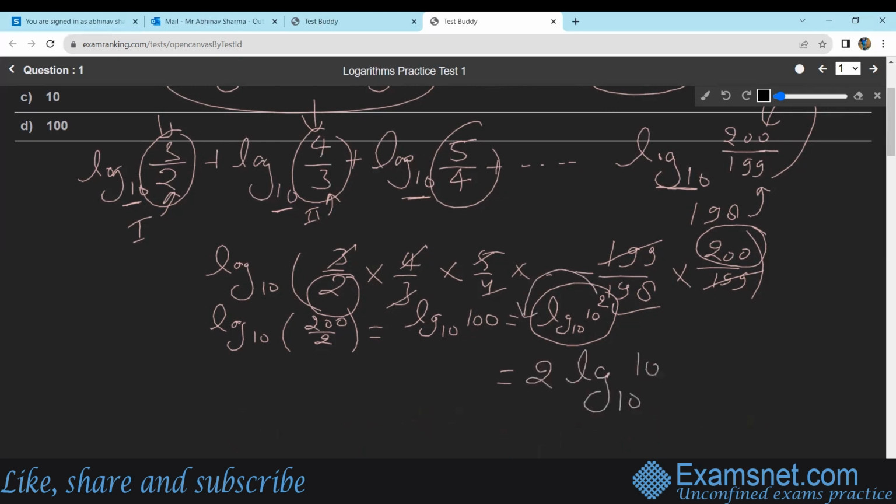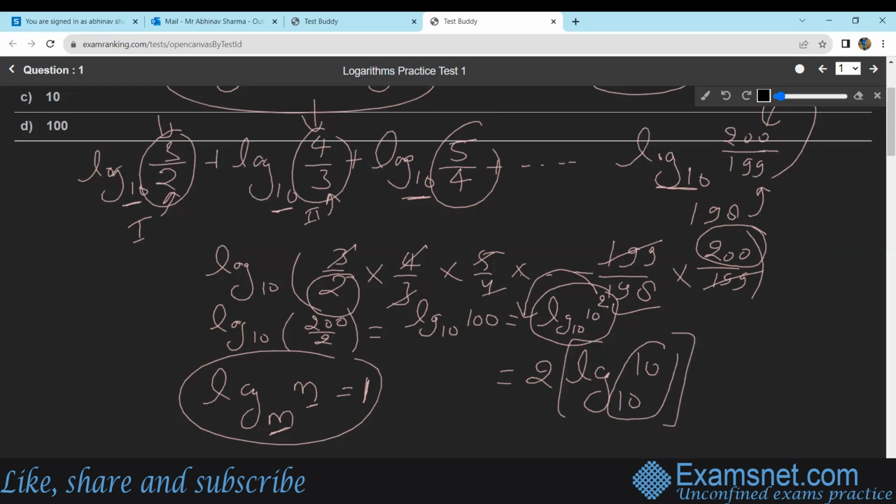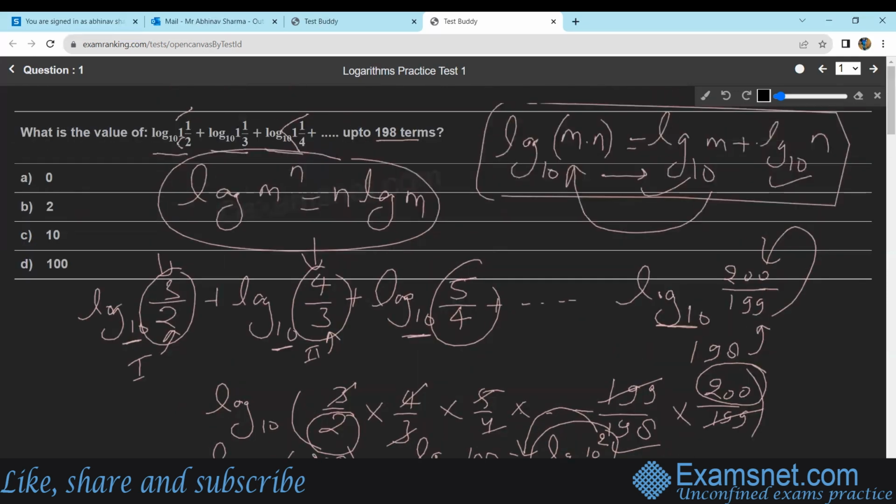And we have one more property that can be used here. What property is that? Whenever the base and the number are the same, log base m of m is always 1. Here we have the same situation: the 10 and 10 are the same. So obviously the inner part, log base 10 of 10, will be just 1. So we get 2 into 1, which is nothing but 2. And that should be the right answer. 2 should be the final answer, available in option number B, which becomes the right answer for us.